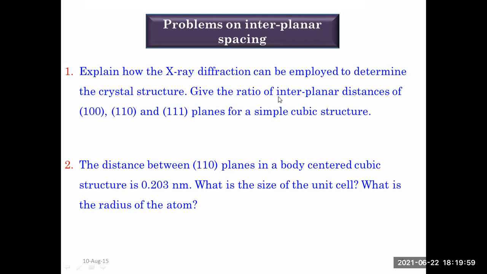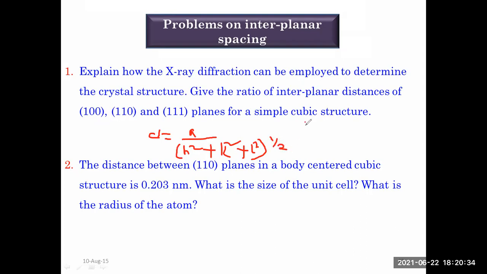I'll just show you. Give the ratio of interplanar distances of the 1, 0, 0, 1, 1, 0, and 1, 1, 1 planes for a simple cubic structure. For a simple cubic structure, you know this is the basic formula: d is equal to a by, for the cubic crystal system, h square plus k square plus l square, whole to the power of 1 by 2.